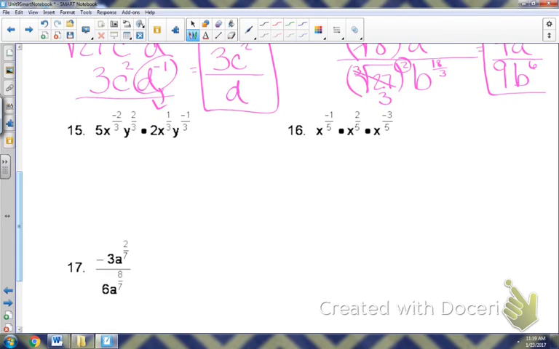All right, 15. Notice on this one we're multiplying. 5 and 2 are not bases, they're coefficients. So we need to multiply them together. That's going to give us 10. When we multiply the x's, we're going to add the exponents. So I'm going to have x, that'd be negative 2/3 plus 1/3. And then same thing on the y's, we'll add those exponents, 2/3 plus a negative 1/3.